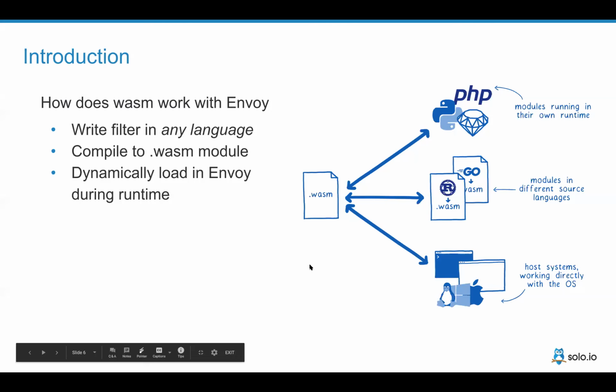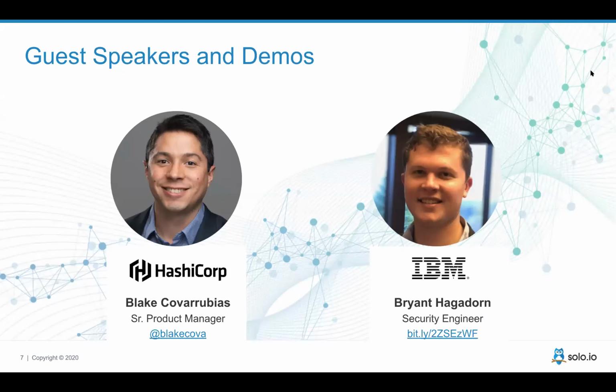Yeah, and so with that, I'm really excited to have both Blake Covarrubias, Senior Product Manager from HashiCorp, and Bryant Hagadorn, Security Engineer from IBM. These two gentlemen have built a WASME module for Envoy and posted them. They are shared publicly in the WebAssembly Hub. I have links to their repos at the end of this presentation, so we'll send that out.